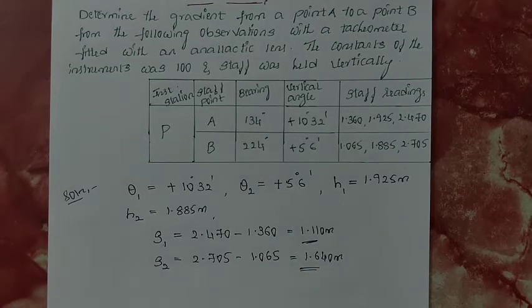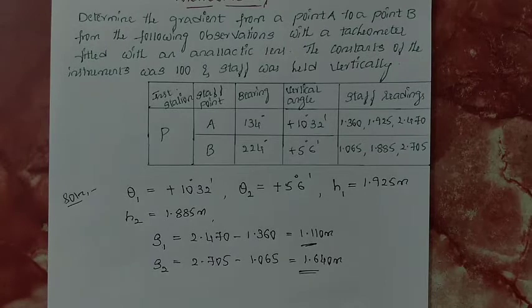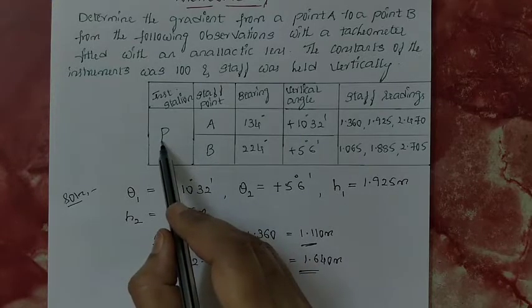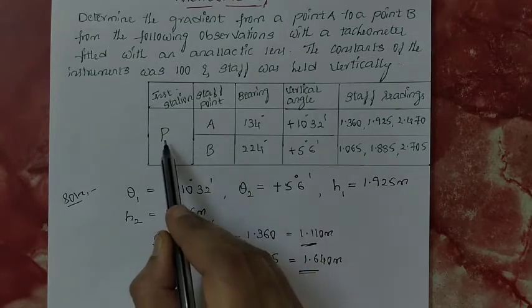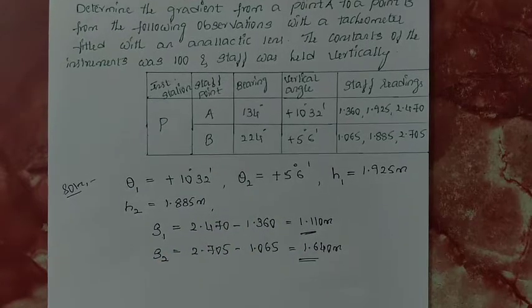You need to calculate the gradient from point A to point B. In order to calculate the gradient, first you need to calculate the distance from the instrument station P to A, as well as from the instrument station to the B staff point.